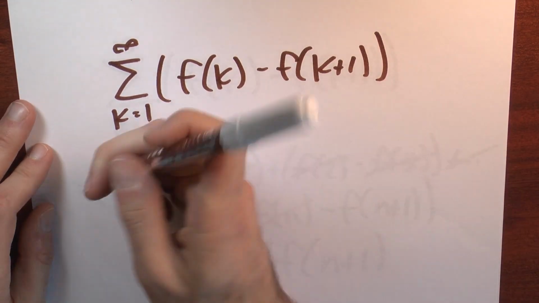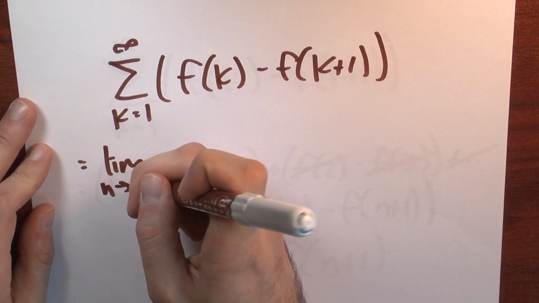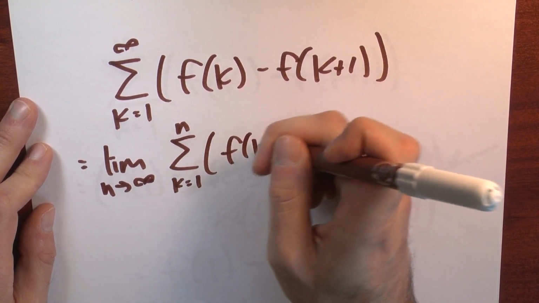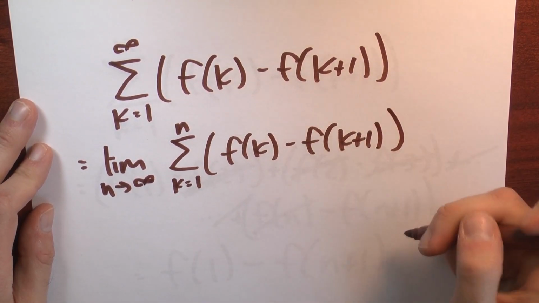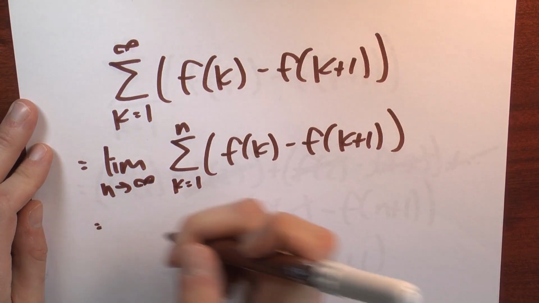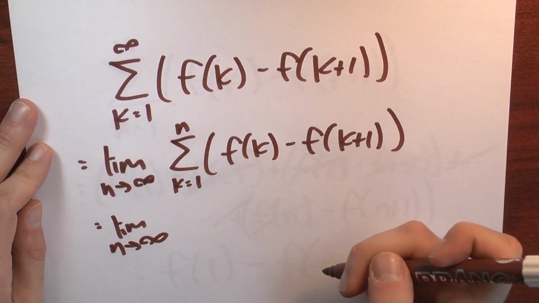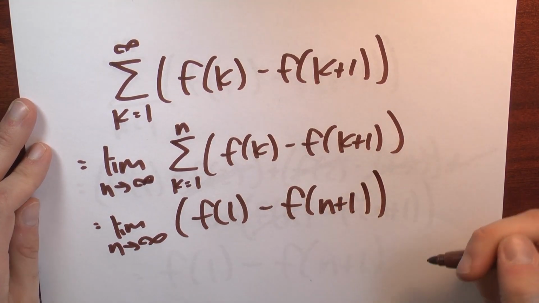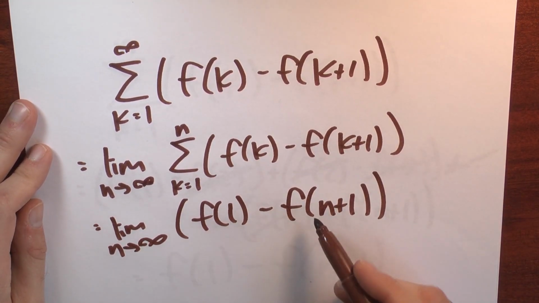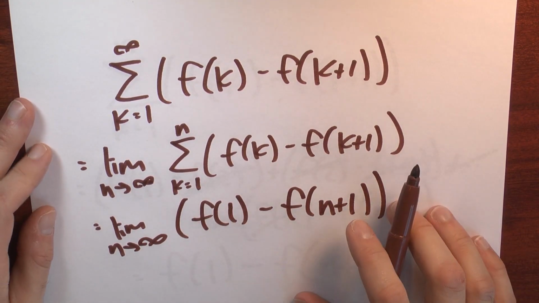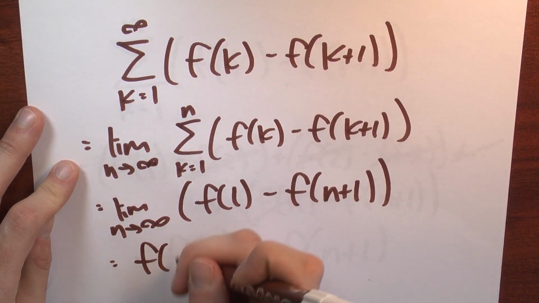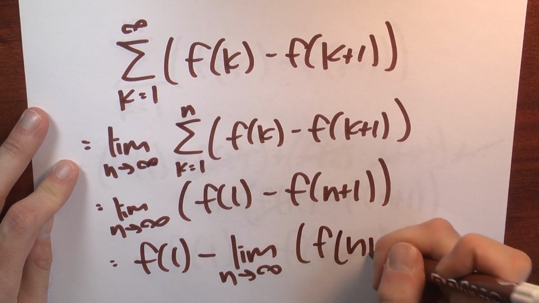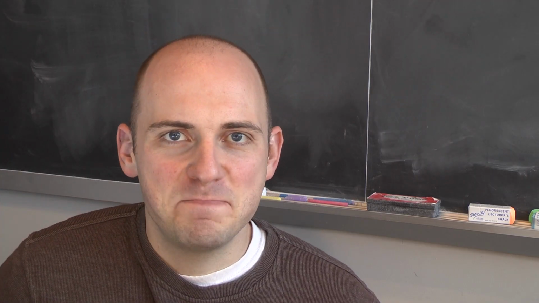Well, this infinite series is by definition just the limit as n approaches infinity of the sum k goes from 1 to n of f of k minus f of k plus 1. But I just saw how to calculate this. This is now the limit as n approaches infinity of, well, what's this? This is f of 1 minus f of n plus 1. But this is now a limit of a difference, and the limit of this first term is the limit of a constant, which is f of 1. So this is equal to f of 1 minus the limit as n approaches infinity of the function f. Let's do another example of this fact.